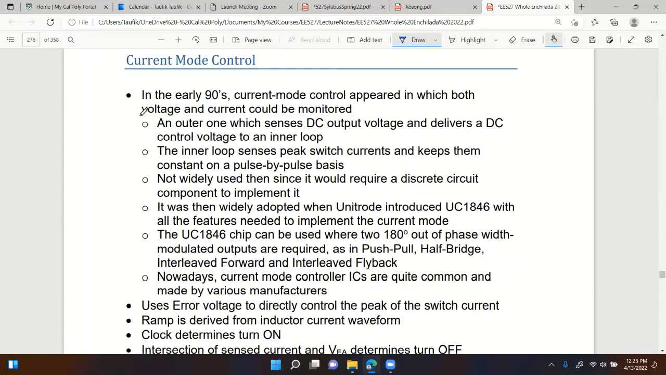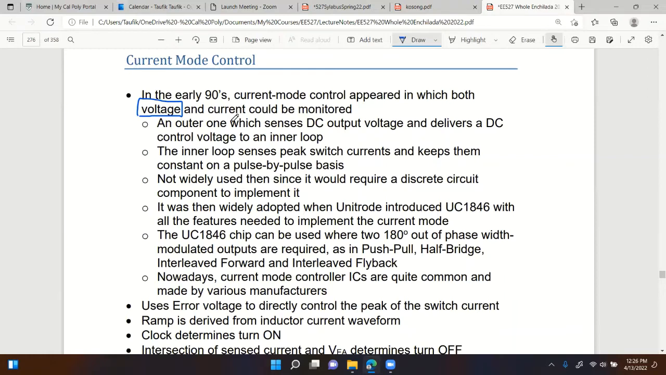So in the previous technique, we only monitor voltage, right? And we already saw the drawbacks of doing this, especially when the change happens at the input voltage. So what can we do to improve this? Why not add another loop, an inner loop, a smaller loop that would look at the current through the inductor, conceptually.